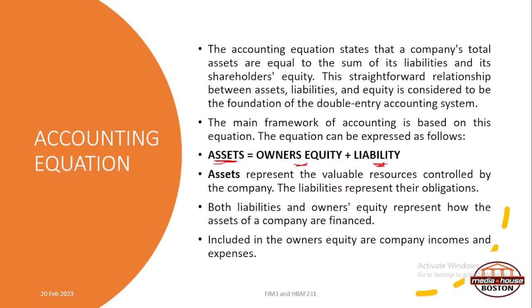So here it says that assets represent the value of resources controlled by the company and the liability represents their obligation. Both liabilities and owner's equity represent how the assets of the company are financed. So we borrow to finance the assets, and the owner also contributes to finance the assets of the company. Included in the owner's equity are company income and expenses. We include them under owner's equity because at the end, the difference between the income that was generated and the expenses that were incurred will become the profit, and that profit becomes what? The profit of the owner of the company.